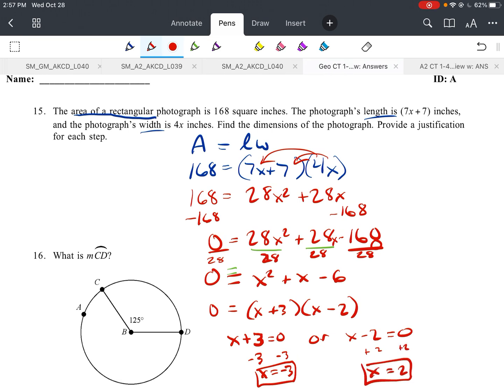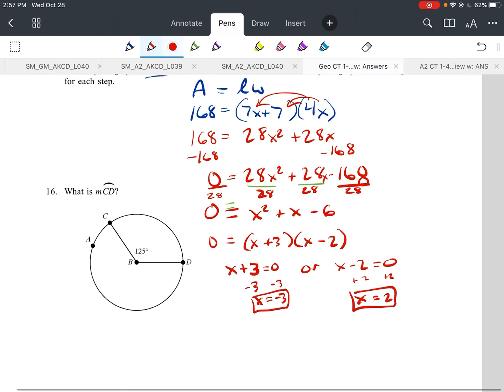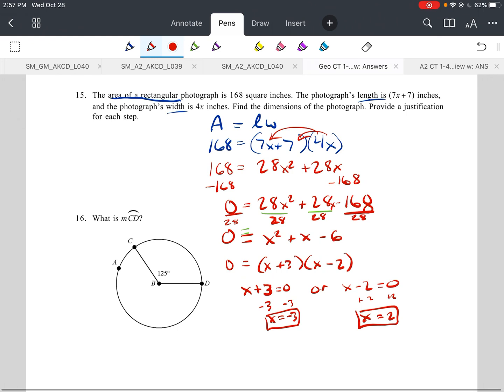Now right away, you'd be like, okay, if I were to plug this back in for width, the negative is not going to work. It's going to be a problem. So right away, I'm going to cancel out this one. You could say reject because it's negative. So the answer is x equals 2. Okay. It says provide a justification, so you could just explain all the things I did through words, but there we are. All right. Find the dimensions.